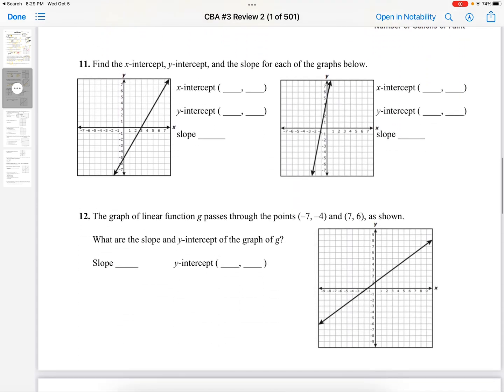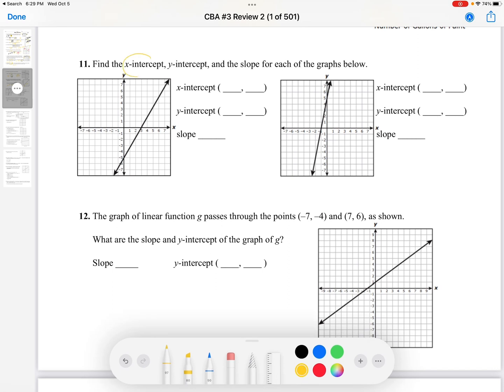For 11, it says find the x-intercept, y-intercept, and slope. So 3 main ideas here. Let's go ahead and find the x-intercept. It's called x-intercept because it is on the x-axis. So see this x right here? That's going to help you determine the x-intercept. And the graph crosses right here where x is 3. So for the x-intercept, remember this is x, y. We're going to put 3 here. And for y, on the x-axis, the y is 0, right? The y is 0, so we're going to put 0 here.